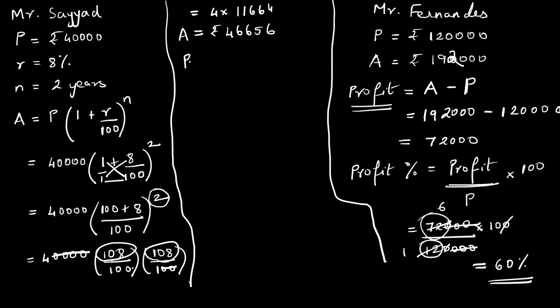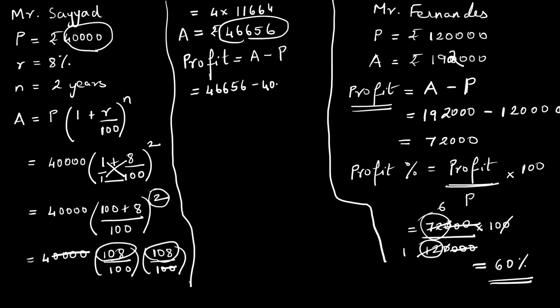So here also, can you get what is the profit? He put in 40,000 and he got back this much money. So write A minus P first. That is 46,656 minus 40,000, which is how much? 6,656. Will I use this to compare or should I find something else? You have to find the profit percent. What is the formula for profit percent? Profit upon P into 100.